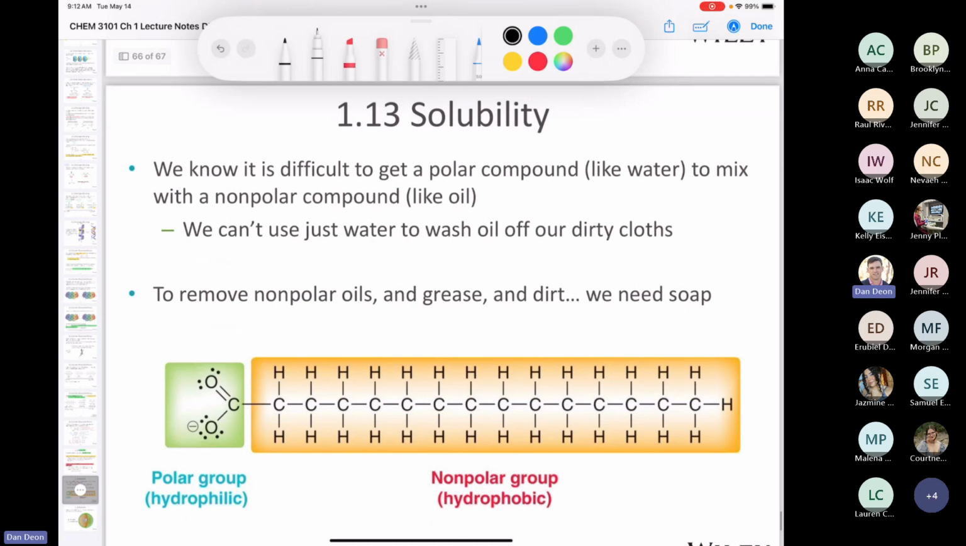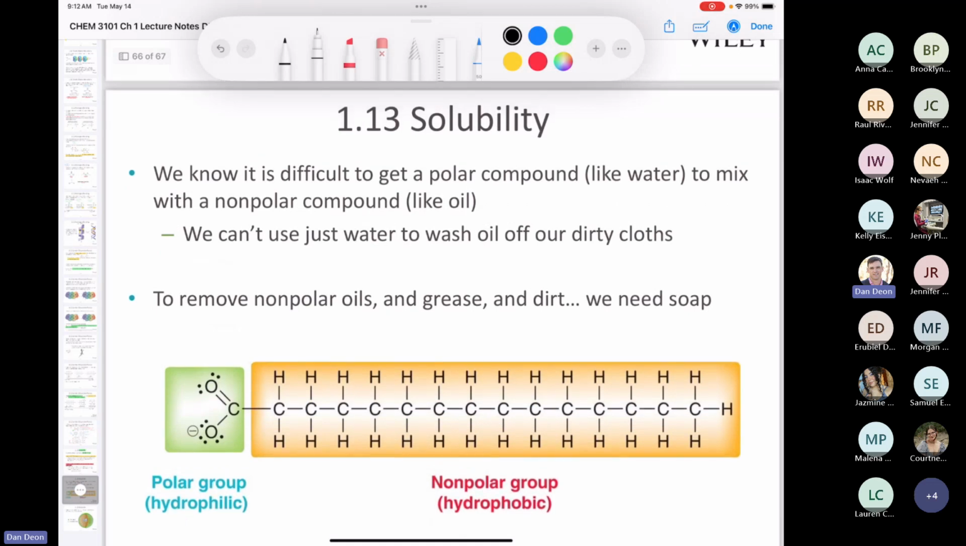So it says here, we know it's difficult to get a polar compound like water to mix with a non-polar compound like an oil. This is why you cannot wash your hands with just plain old water, right? You can't wash your clothes with just plain old water. What do you need? You need a soap. You have to have some kind of soap in there. And if you've ever wondered, how does soap work?